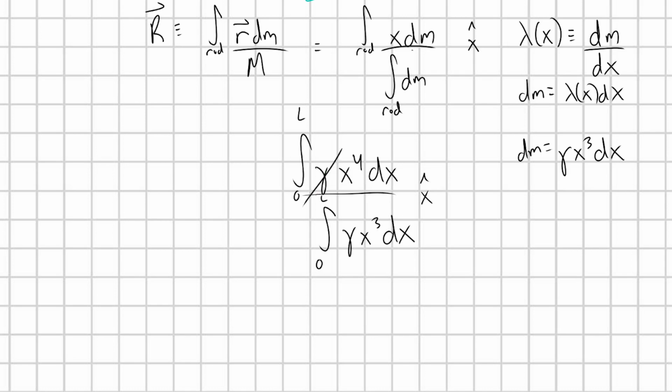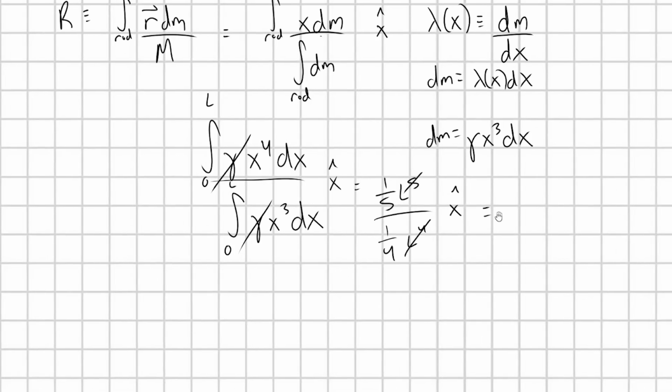These gammas are going to cancel out with each other, and now we just compute these integrals. We're going to get, this is nice and easy, 1/5 L to the 5th over 1/4 L to the 4th, in the x hat direction, and we just cancel, and we're left with 4/5 L in the x hat direction.